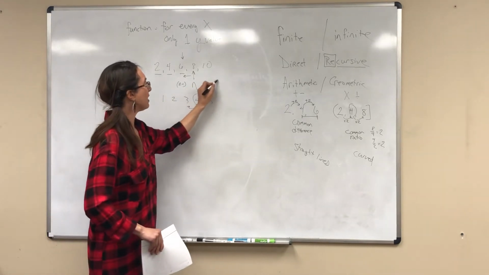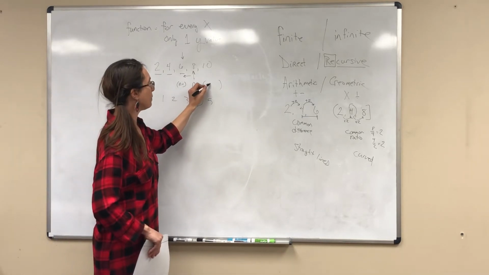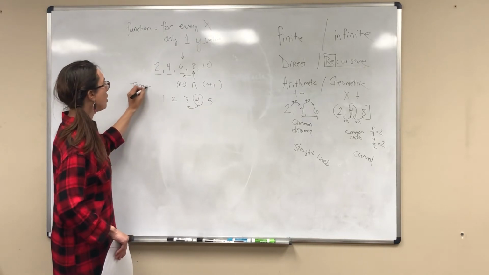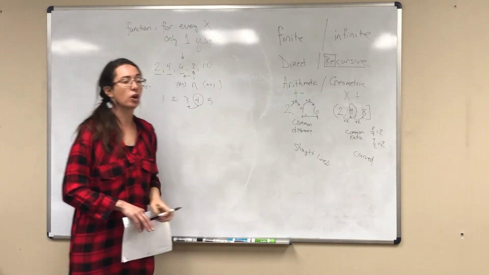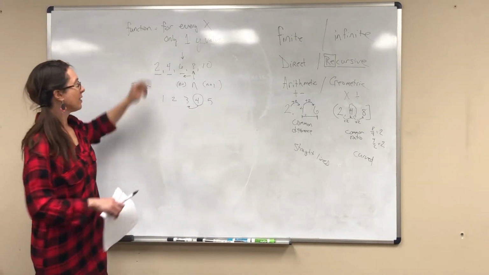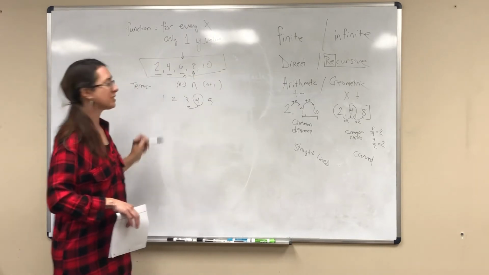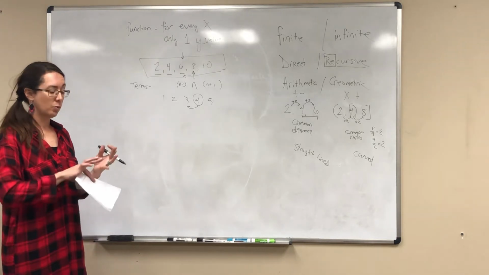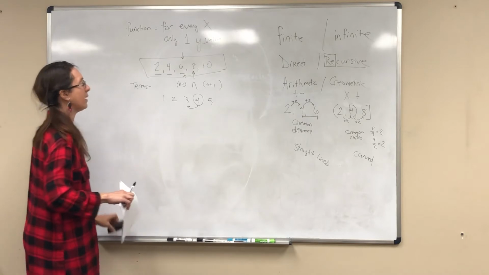For fun's sake, what would the next term be? n plus 1. Remember, I'm looking, these are my terms. Terms are always going to be positive integers. 1, 2, 3, 4, 5, 6. They're always going to be counting numbers. These are our y values. These are our x values. Our x values will always go up in counting. 1, 2, 3, 4, 5, 6, 7. Okay? All the way up.